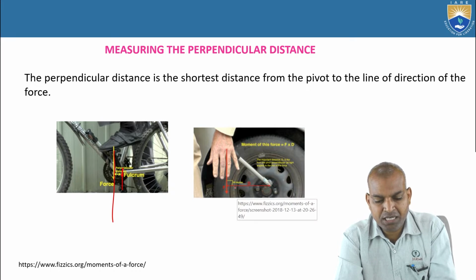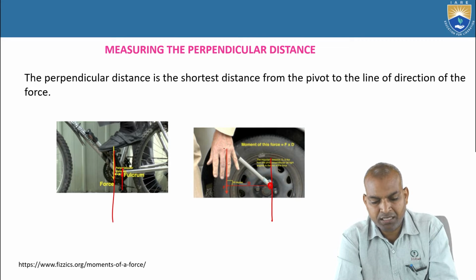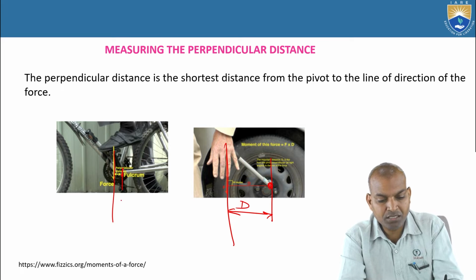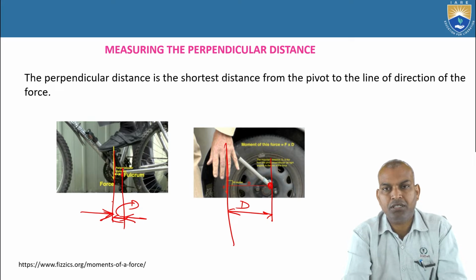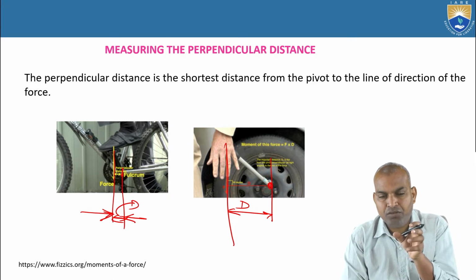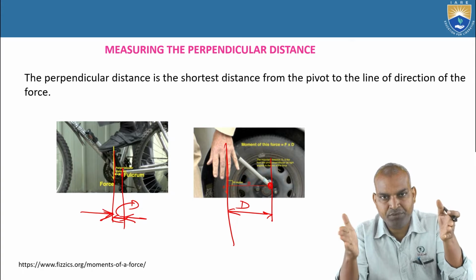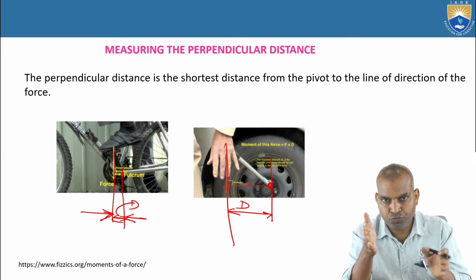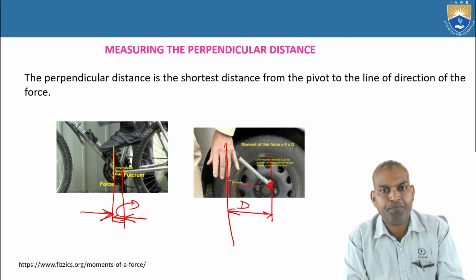Similarly, what is the distance in this case? In this figure, this is the pivot point and this is the line of direction of the force. This is the distance, and this distance is the perpendicular distance. So, what is the perpendicular distance? We need two points, and between them is the distance. One is the pivot point, another is the line of action of the force. We should not forget this concept.